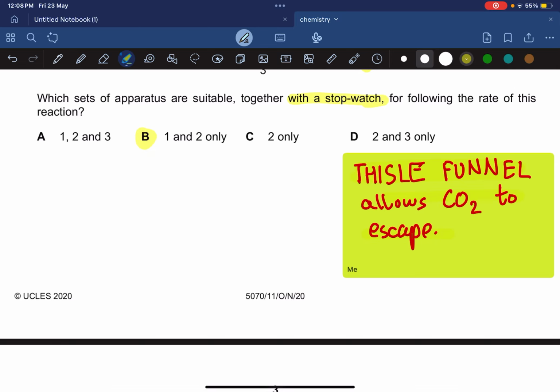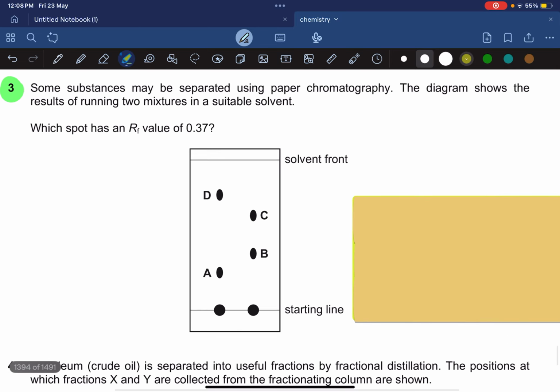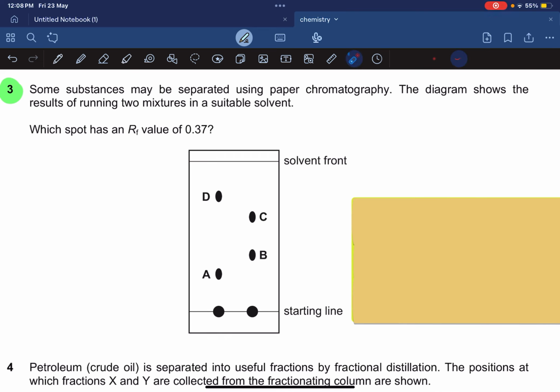Okay, moving on. Question number 3, it was also found difficult. Some substances may be separated using paper chromatography. Chromatography is a way of separation by which you can know the purity of a substance, the composition of a substance, and the solubility of a substance. These are 3 things which chromatography tells you.